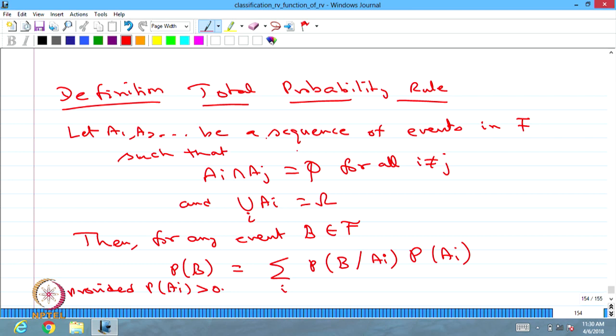So the total probability rule says if you have a partition of events on omega, the probability of any event can be computed with the conditional probability on the partition events multiplied by the probability of those partition events for all i's. This is going to be called the total probability rule. We can give the proof of this. Even though I made it as a definition, we can prove it.